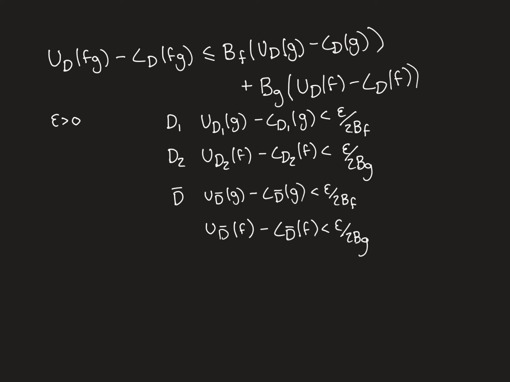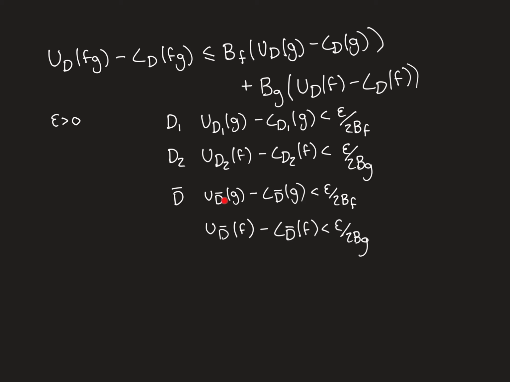And the same argument applies here. So if I create the upper Riemann sum for the function f using d bar and the lower Riemann sum for f using d bar and look at their difference, because d bar is a refinement of d2, this difference is guaranteed to be less than or equal to this difference using the less refined dissection. And since we know this one is strictly less than this, then by transitivity we know that this is strictly less than this value epsilon over 2 bg.